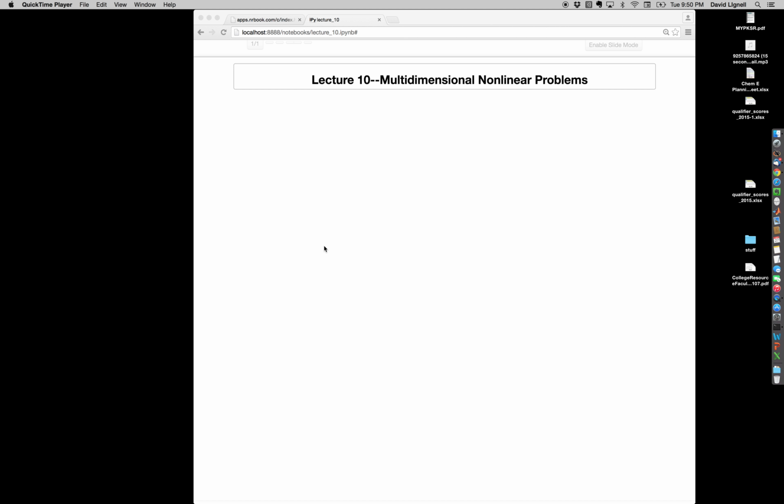So last time we talked about the one-dimensional Newton's method and other open domain methods such as the secant method. We also talked about the fixed point iteration. And today I want to extend the treatment of Newton's method to talk about multidimensional problems. These are problems that have more than one equation and more than one unknown.